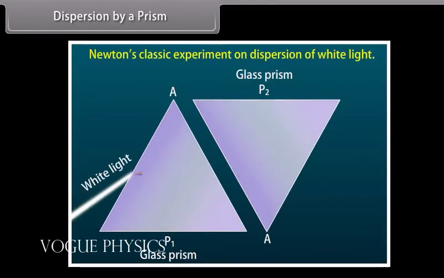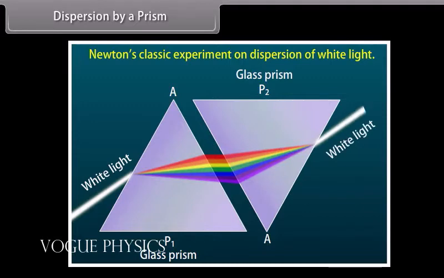Newton's classic experiment on dispersion of white light. The experiment performed by Sir Isaac Newton put another prism, P2, in front of prism P1, but inverted in position. The emergent beam from prism P1 falls on prism P2, and the emergent beam from prism P2 is white light.